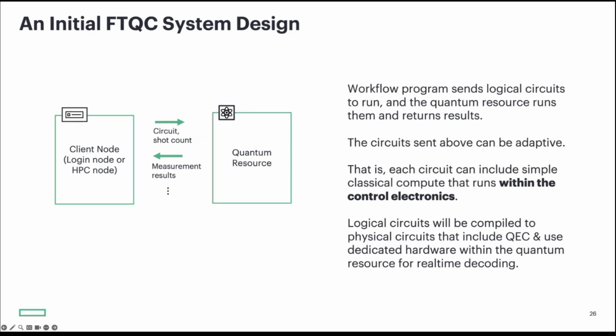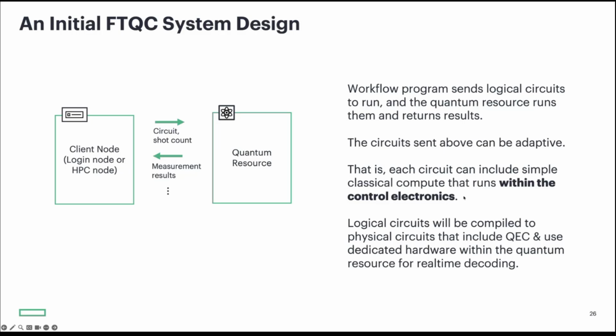First of all, what would be an initial system design? Because I'm going to talk about the implications for system design. Our starting point is there's some kind of client node. It sends entire circuits over to a quantum resource, and somewhere in there they get compiled, including error correction, and real-time decoding happens and all of that. It gets run and we get measurement results back. We're assuming these circuits can be adaptive circuits for the reasons Namit already explained. Algorithmically, we can get orders of magnitude improvement in our runtime if we can use these adaptive circuits. So we need the adaptive circuits.